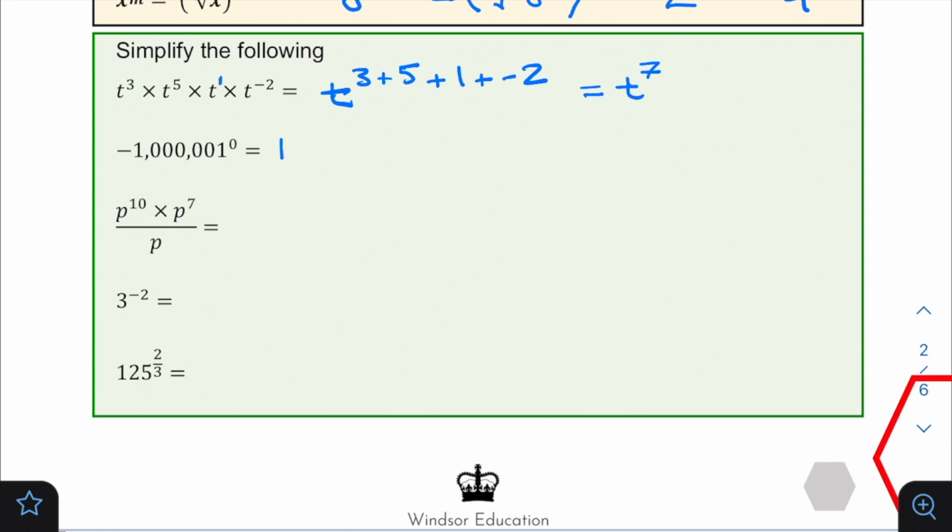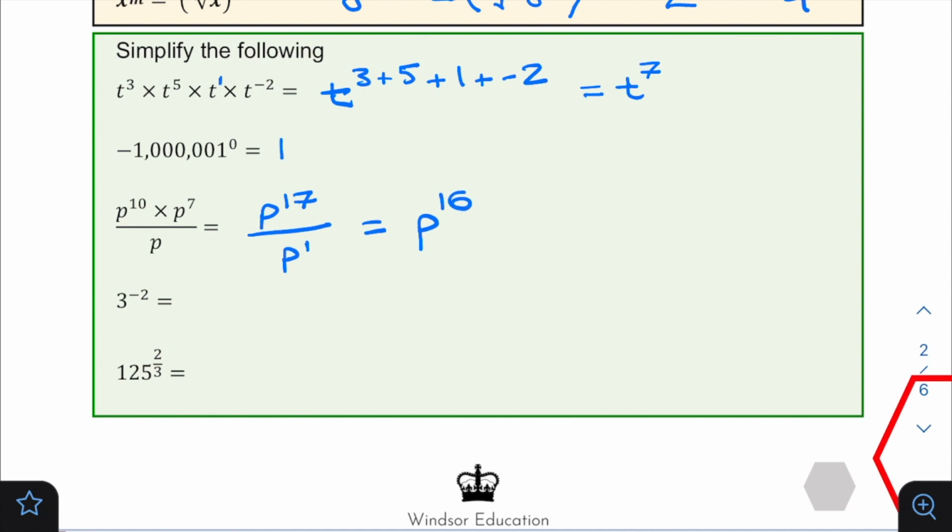So first of all, p to the 10 times p to the 7, we're going to add those two powers together. That's going to give me p to the power of 17, and then it's still over this p. But remember, there is really a power of 1 there. If there's nothing written there, it is really a 1. And then like we said, fraction lines mean divide. So this is where we're going to bring in another law of indices, number 2, the division law of indices, where we need to subtract the two powers. So 17 take away 1, just going to give me 16 there.